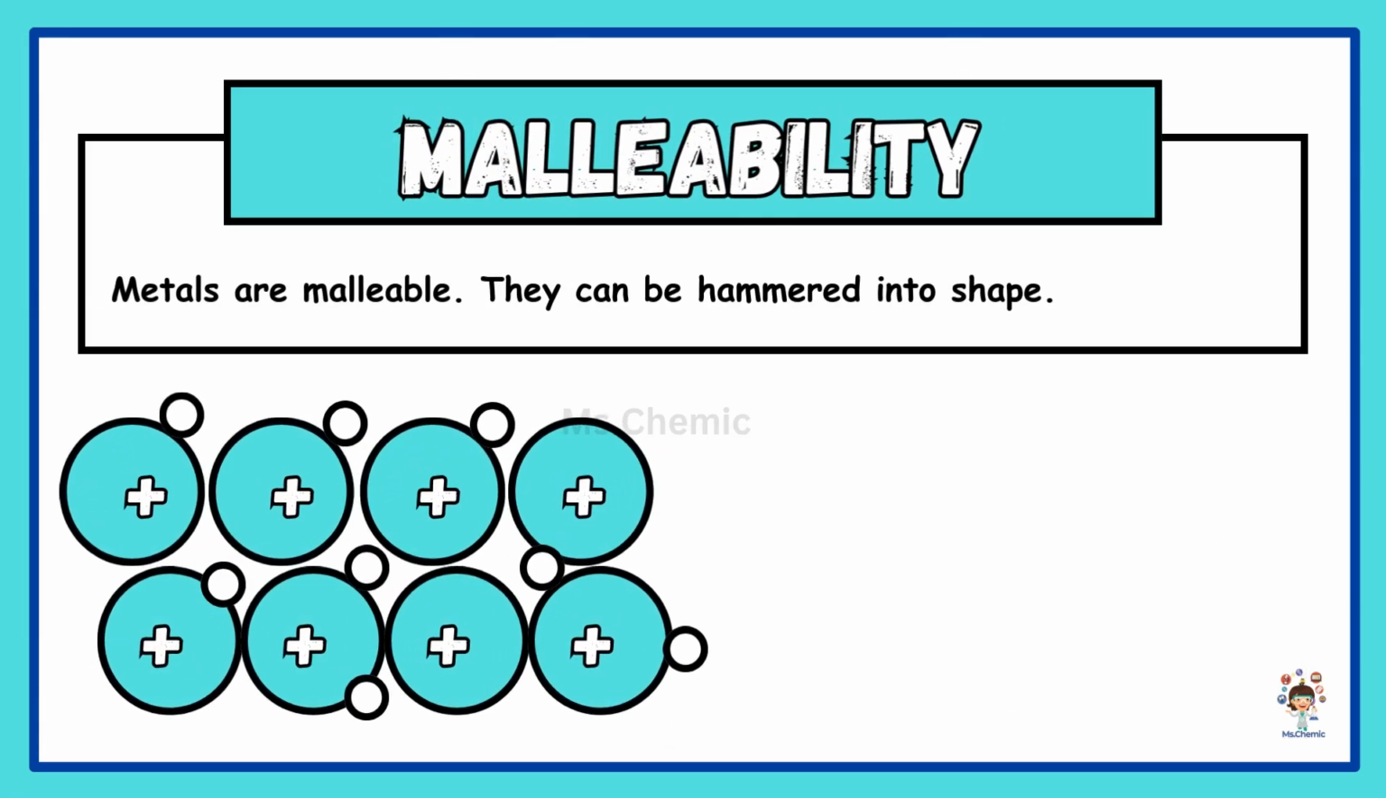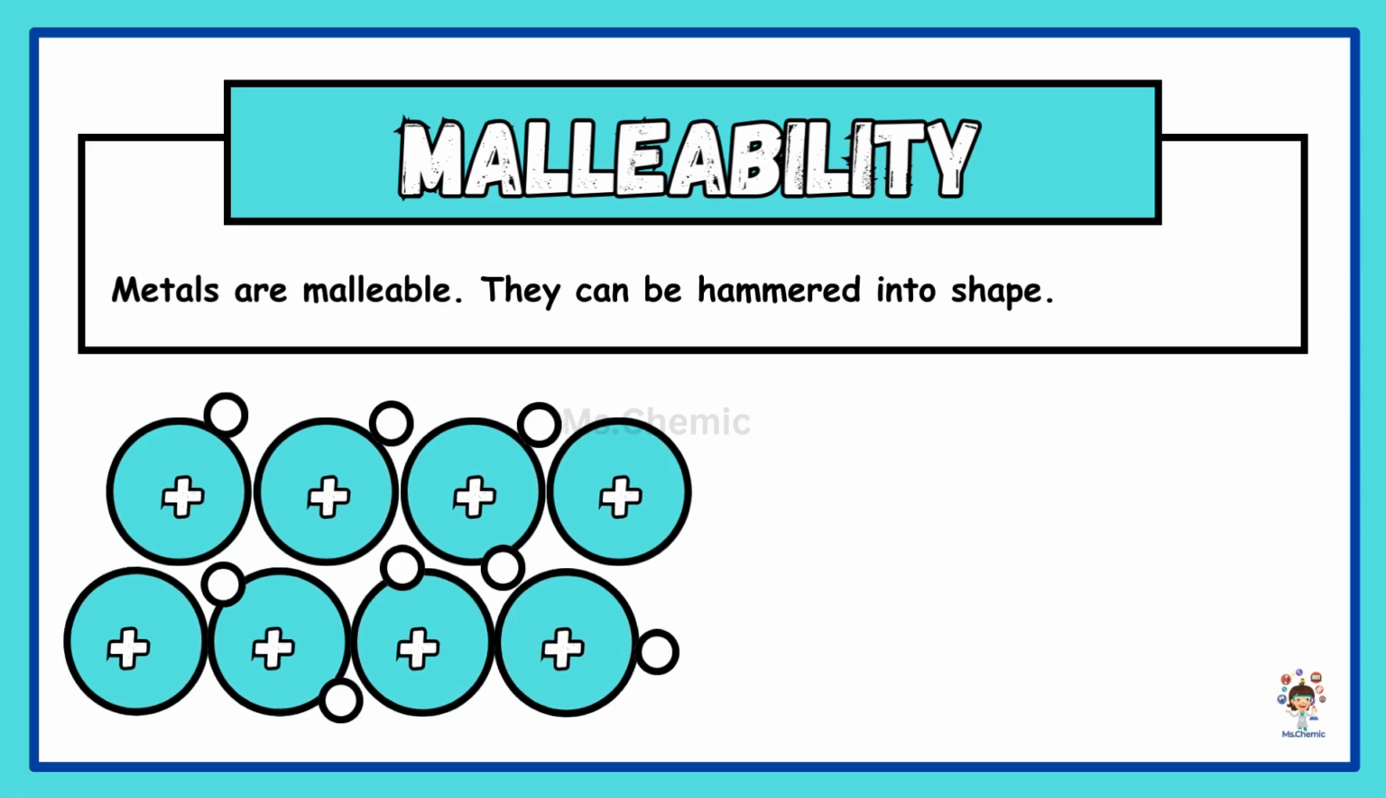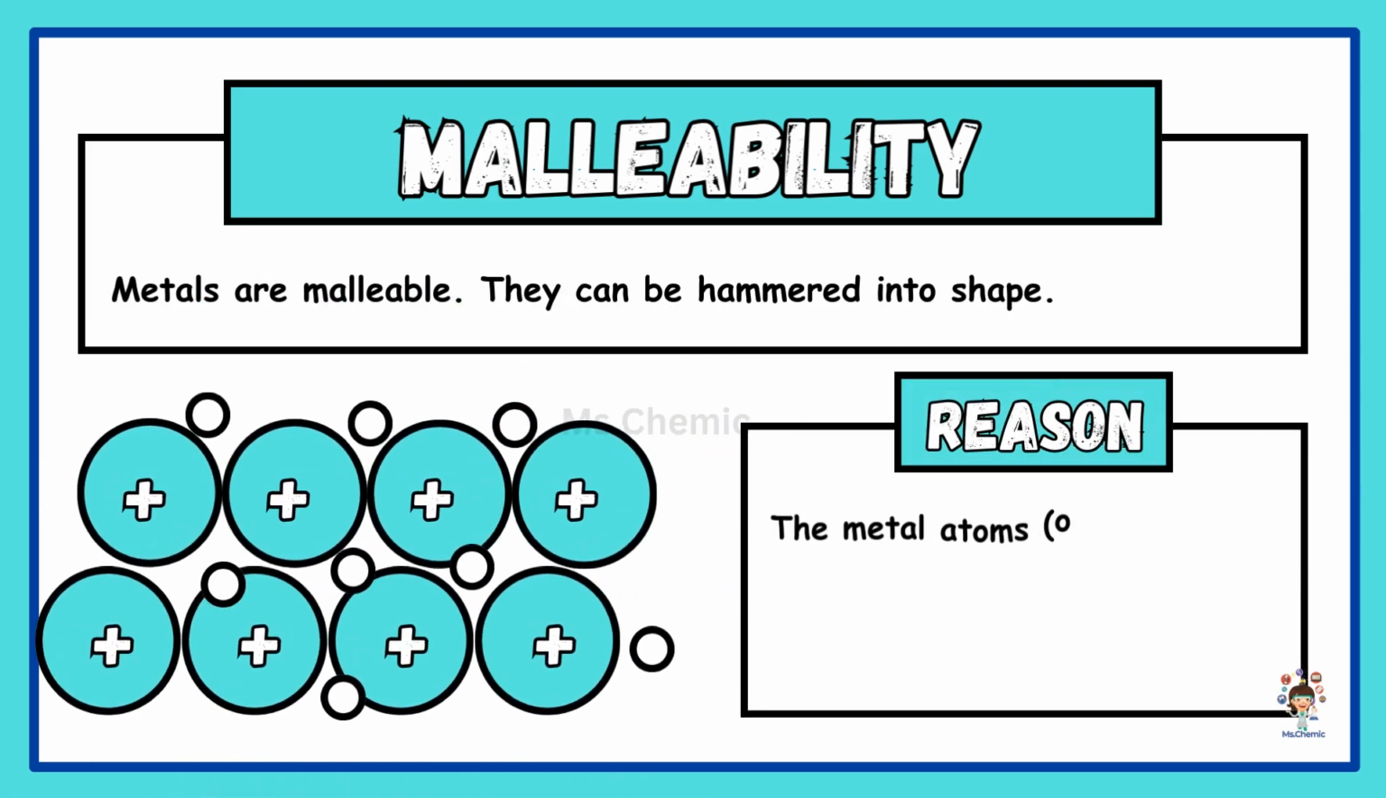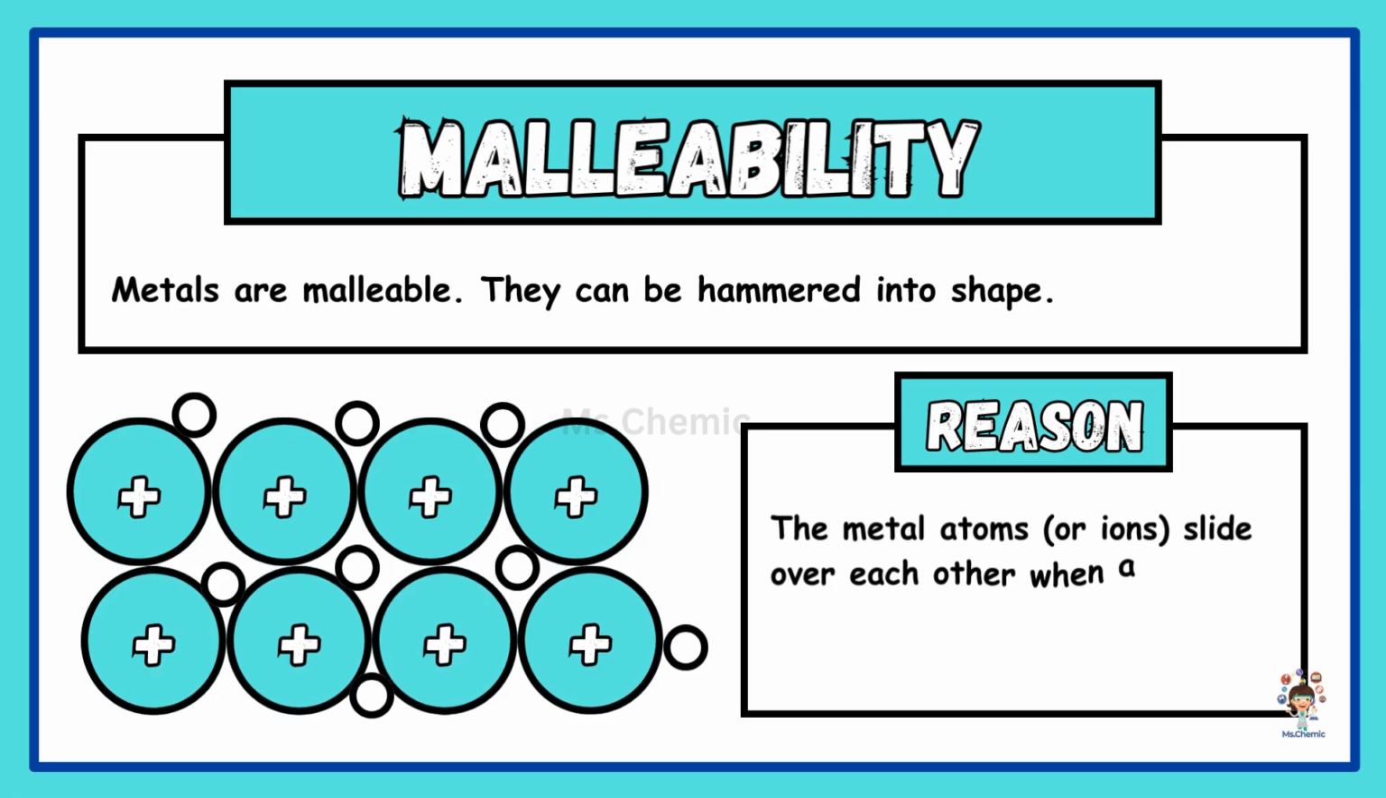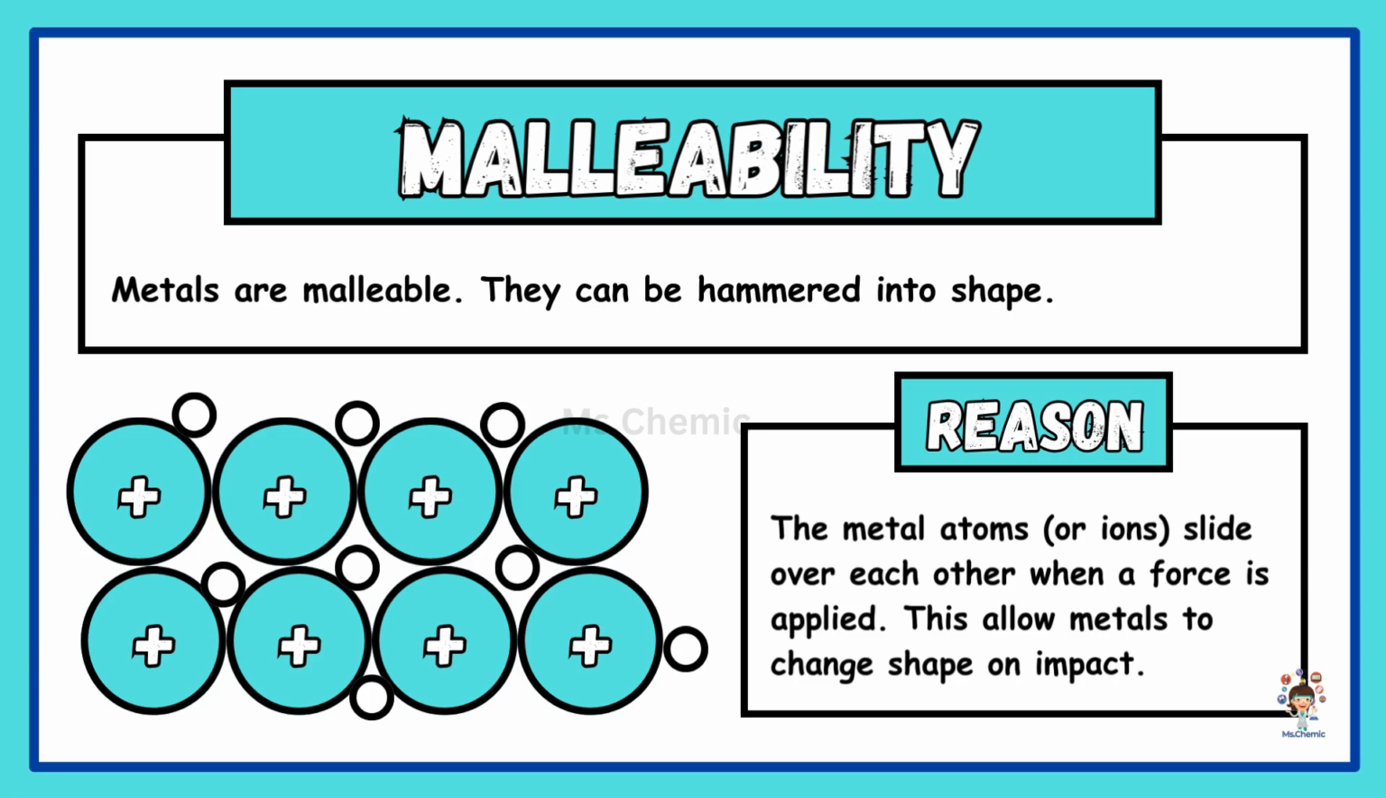Malleability. Metals are malleable. They can be hammered into shape. The reason is that the metal atoms, or ions, slide over each other when a force is applied. This allows metals to change shape on impact.